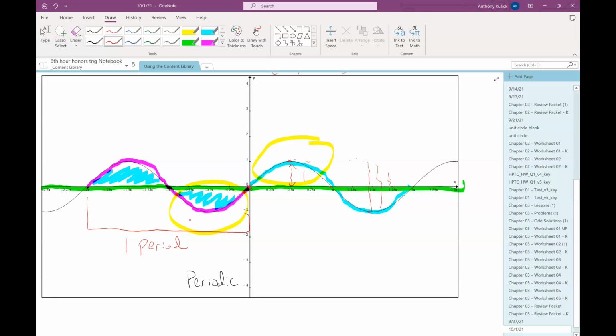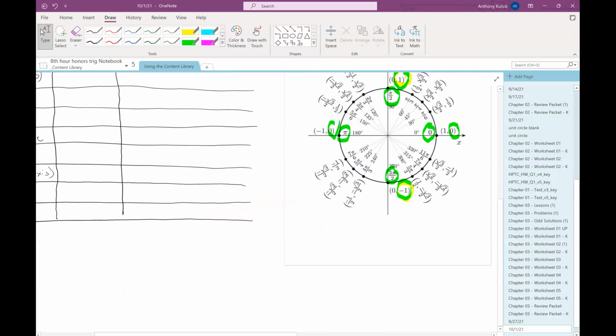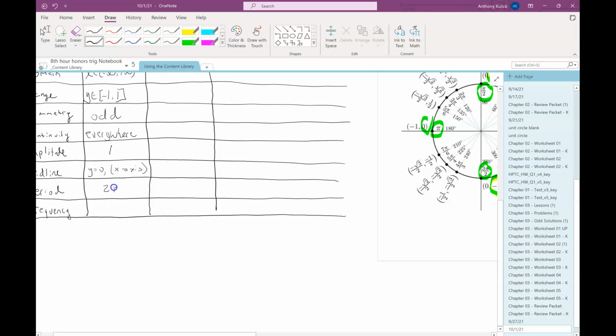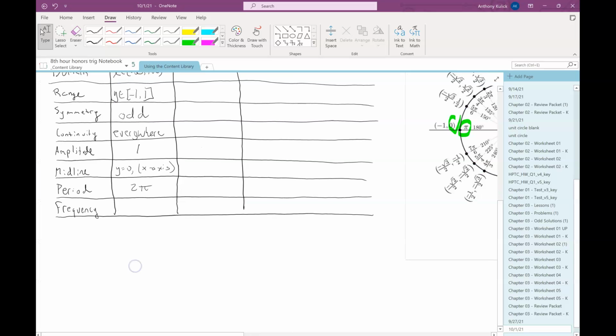Everybody's okay with that? So the period's a horizontal length. So the period there is 2 pi. And the frequency is the number of periods per 1 unit length. So by definition, the frequency is just the reciprocal of the period. Cool with that?